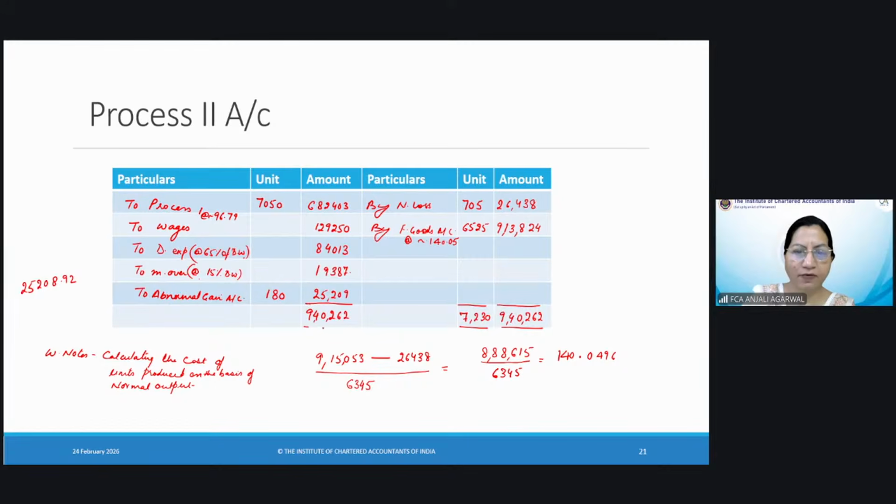So you will not have any problem with the rounding of figures. Your total process accounts and everything will match, if in your calculators you take up to the last digit, but here you can write approximately 140.05. Abnormal gain will also be calculated at 140.05 rupee per unit.